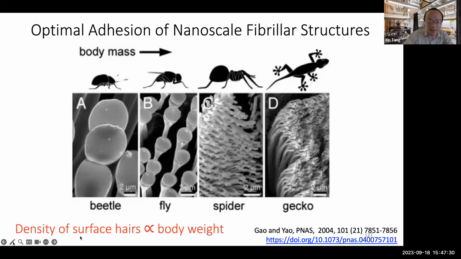Okay, so the density over the surface area actually scales with the body weight. This is another scaling law existing in nature. Okay, so that's why those molecular interactions are useful.